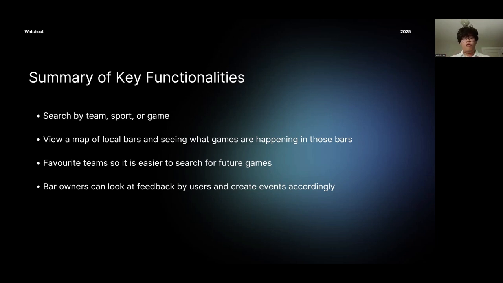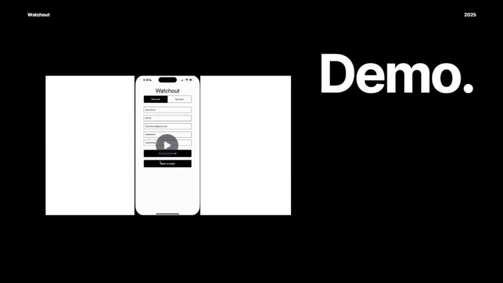Users will also be able to favorite teams, so it'll be easier to look at what games the teams they favorited are playing in the near future, and so on and so forth. Bar owners can also look at the feedback tab. This feedback is made by users, and they can look at what feedback is upvoted the most and create events for those games accordingly.